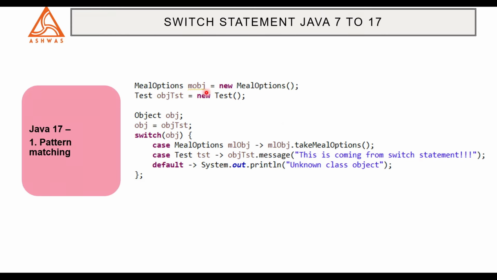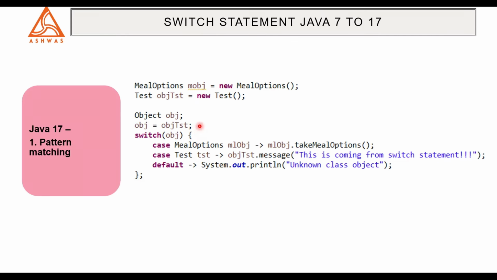I have one object of the meal options class. I have another object of the test class. We have written these classes some time back. So these are the two objects that I have. I create a reference of the Object class. Object class is the mother class. It is the parent class of all the classes that we write in Java. So I have just created a reference. I haven't assigned it any specific value so far. Next, I make it point to the test class object.